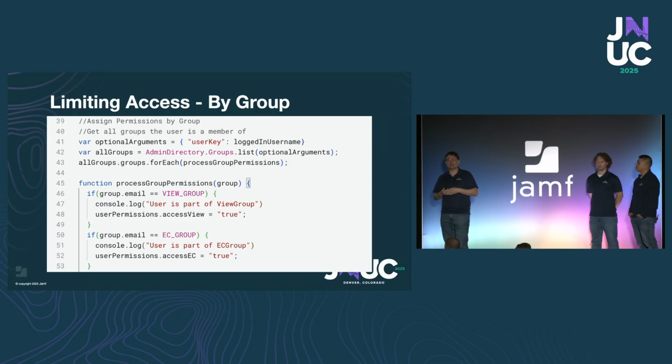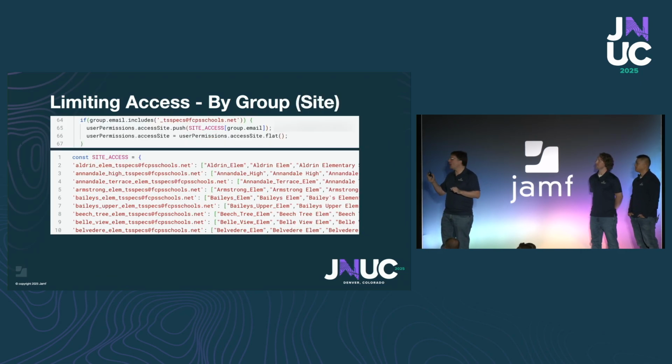And we access this via the Admin Directory groups list. In this case, if you're in my view group, you also get view permissions. And if you're in my EC group, you also get EC access permissions. The cool stuff comes next, once you build a mapping table. The code at top checks the list of groups I'm a member of against my mapping table.